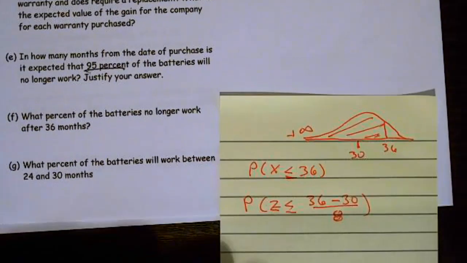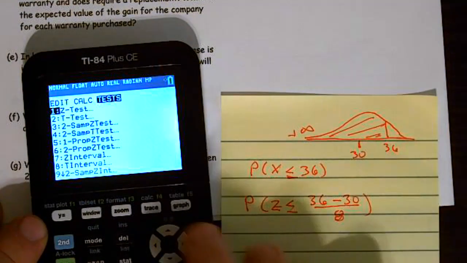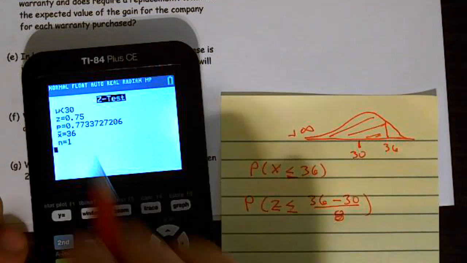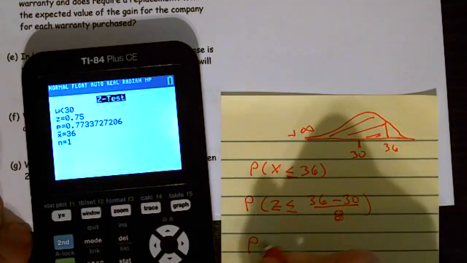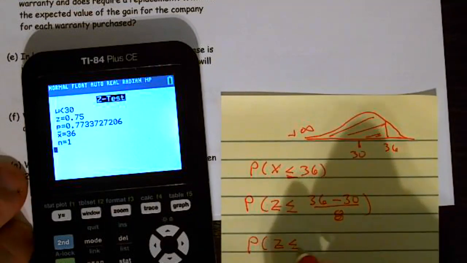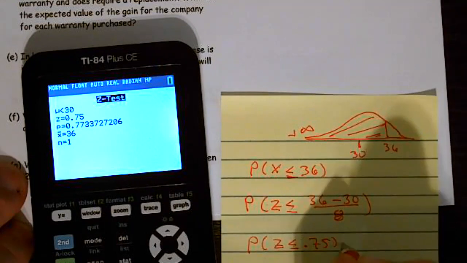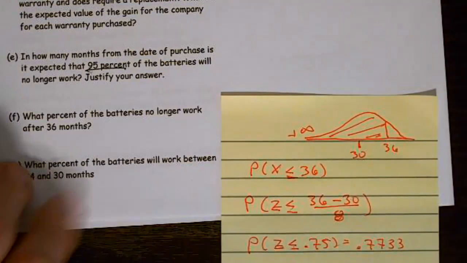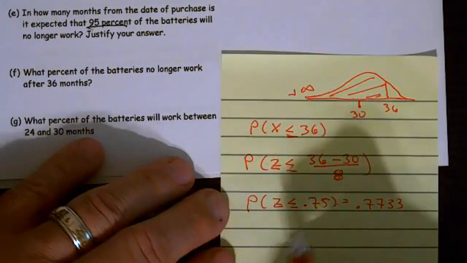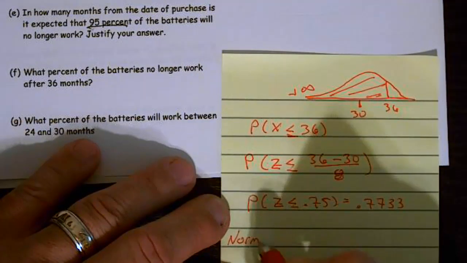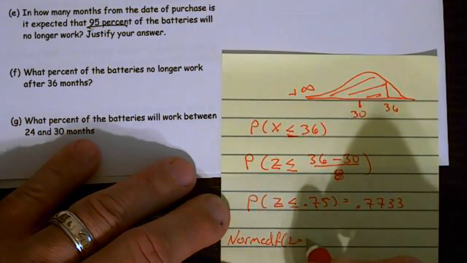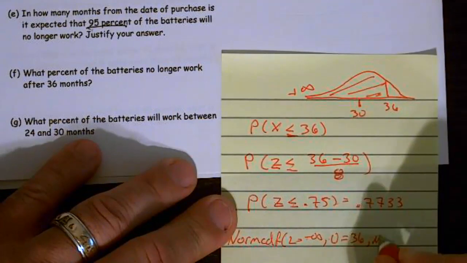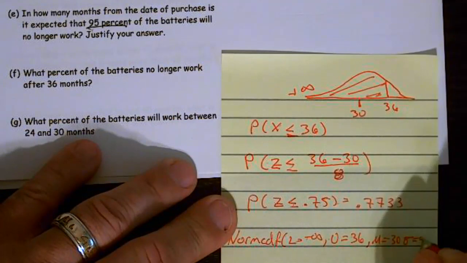So I'm going to do a stat test, Z-test. 38, my x is 36. And I end up getting 0.75. So the probability that z is less than or equal to 0.75 equals 0.7733. All right. Now, I need to make the norm CDF. Norm CDF, lower negative infinity, upper 36, mean of 30, standard deviation equals 8.